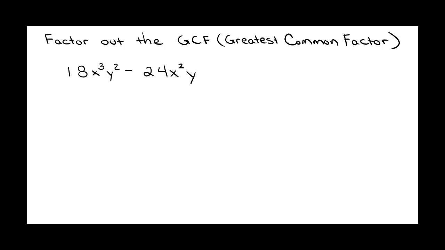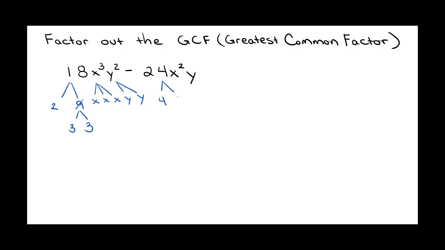Alright, we're going to factor out the GCF of the following polynomial: 18x cubed y squared minus 24x squared y. And what I'm going to do is draw some factor trees here so I can find the factors of these terms. 18, I broke it up into 2 times 9, and then I broke up 9 into 3 times 3. X cubed is x times x times x. Y squared is y times y.